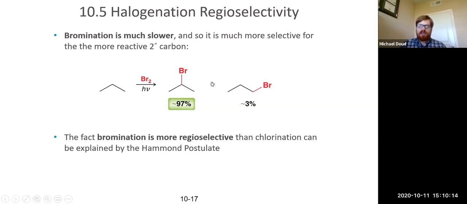Now, in order to explain why that is, we need to take a closer look at the energy diagrams for both the chlorination of propane and the bromination of propane, and look at the Hammond postulate. So, brief review, remember the Hammond postulate tells us that the two points that are closer to each other on an energy diagram should look more alike. So if your transition state is closer in energy to your products than to your reactants, then you would expect those to be more similar, and vice versa. If it's closer in energy to your reactants, then the transition state should look more like the reactants.